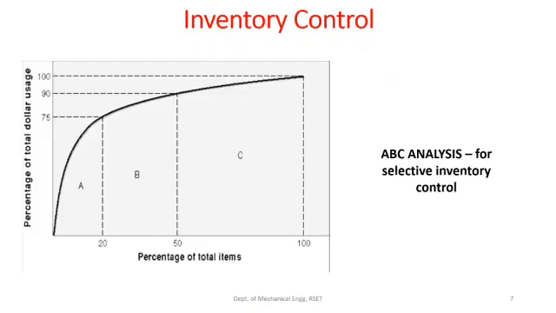Now this is a graph that represents how you classify items in the ABC analysis for selective inventory control. So on the x-axis of this particular graph, you can see the percentage of total items in terms of quantity. Okay, so the x-axis represents the quantity of items in terms of percentage, and the y-axis represents the value of the inventory in terms of monetary value, money value.